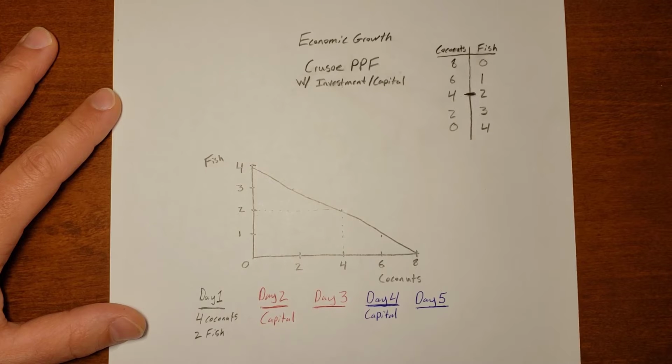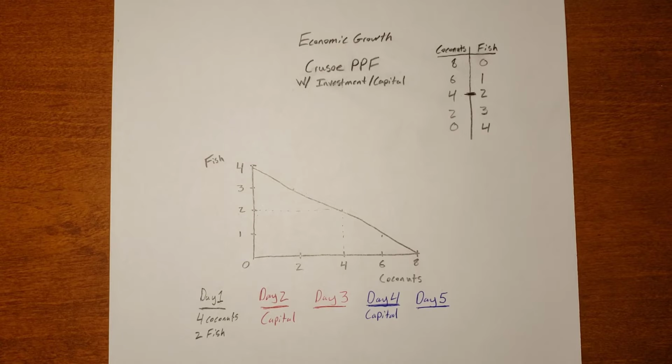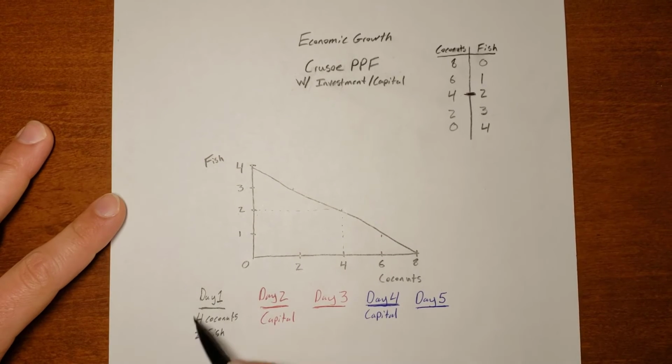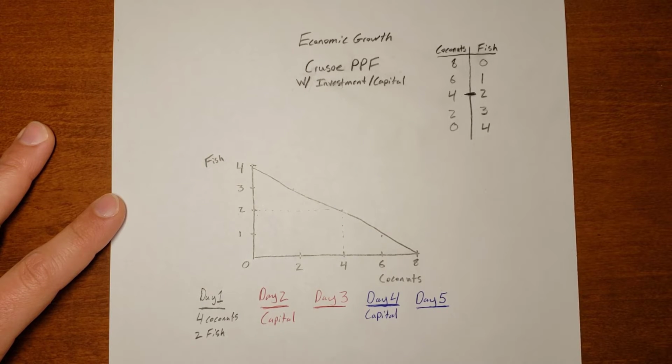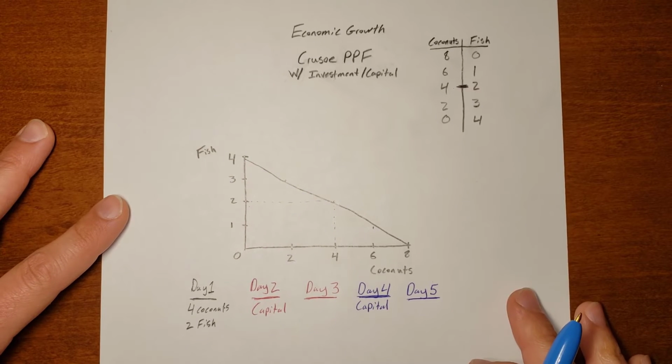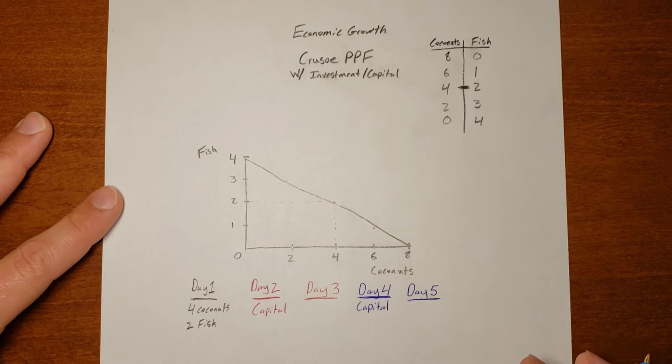However, Crusoe decides he's just not satisfied with the production of 4 coconuts and 2 fish every day. So on day 2, he says, I'm not going to catch fish today. I'm not going to even collect coconuts today. I'm going to invest in what we call capital. Now, capital is basically a tool. It's a good that's used to produce another good. So we often refer to these as capital goods or physical capital.